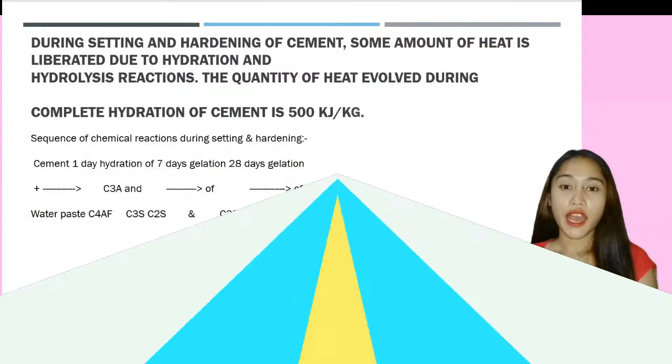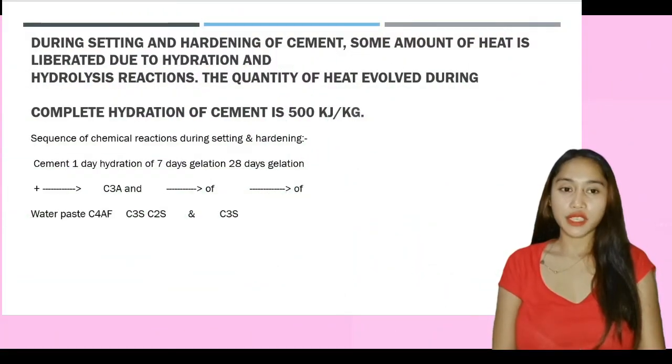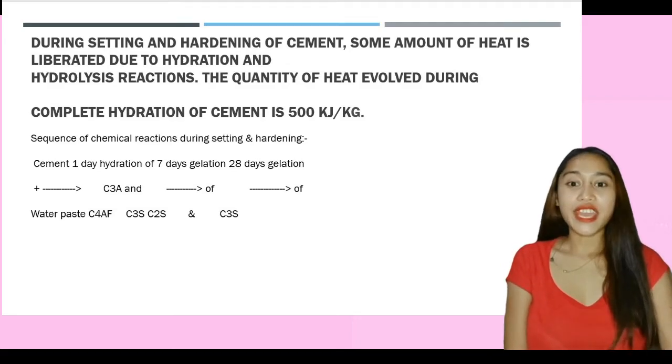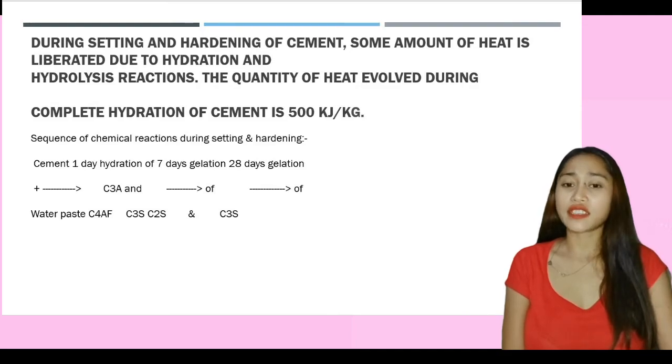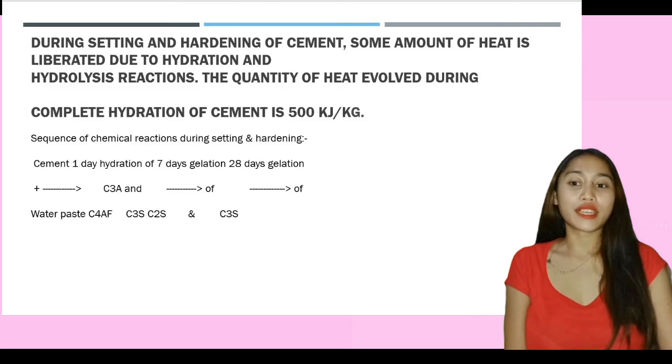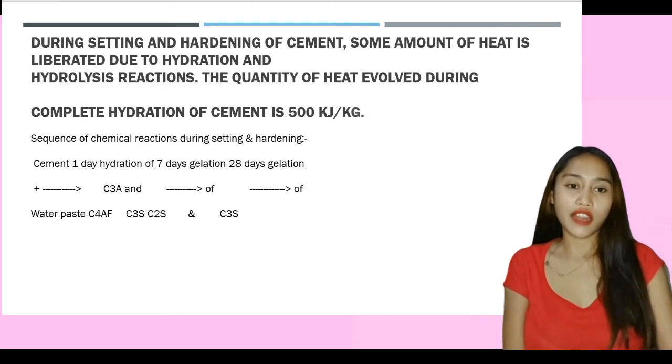strength. The time at which cement completely loses its plasticity and becomes hard is the final setting time of cement. The time taken by cement to gain its entire strength is the final setting time of cement. For ordinary Portland cement, the final setting time is 600 minutes or 10 hours.